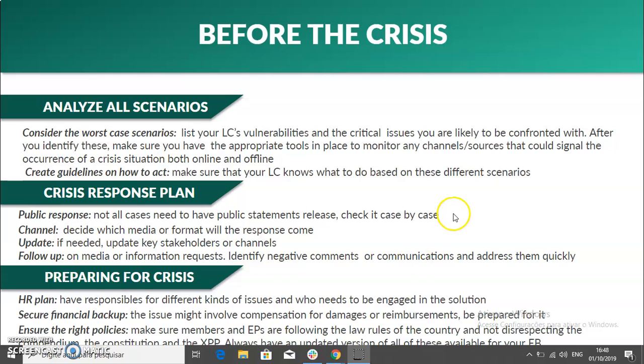But also, you need to make sure that internally your members are following your rules, and that you have rules in place either in your constitution or in your compendium to guarantee that legality, to guarantee that your members are following the laws of the country, to make sure that your EPs are also aware that they have to abide by the XPP, and they have some things that they need to follow, that they cannot do whatever they want, that there is a consequence for this.